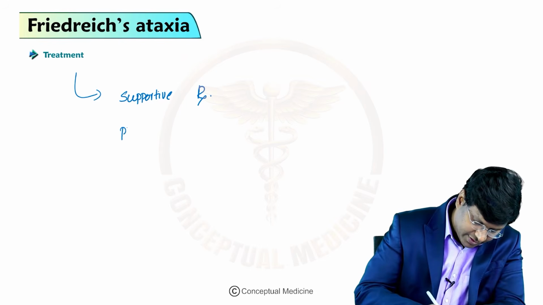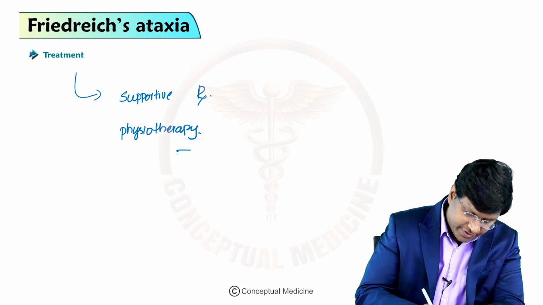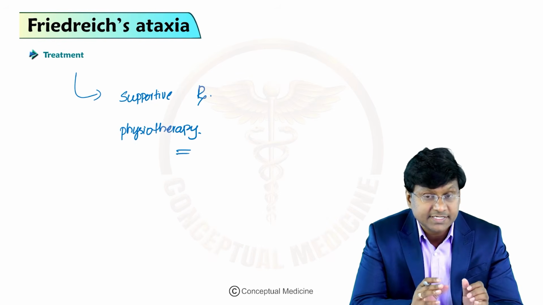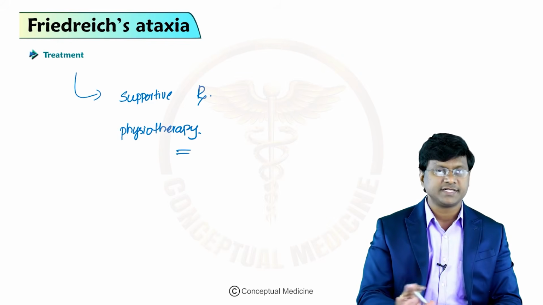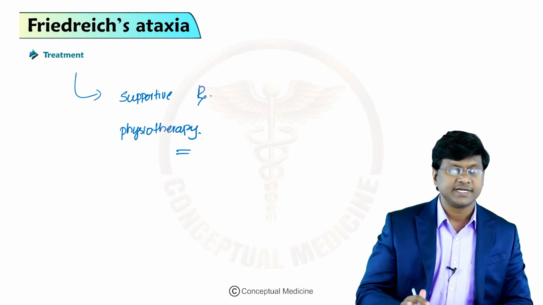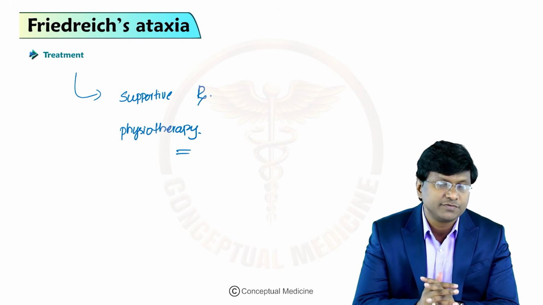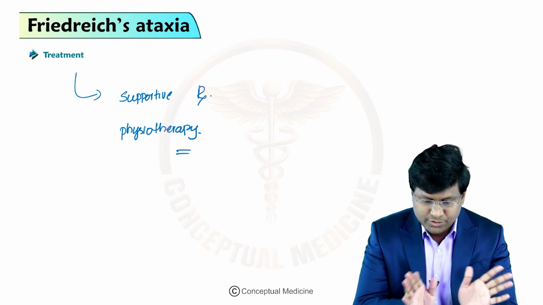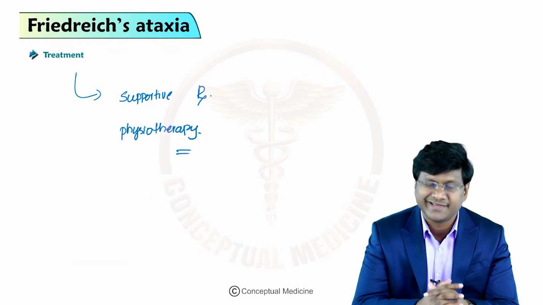Another important thing is, in order to improve the muscle strength, physiotherapy has to be done. So these are the treatment options in patients with Friedreich's ataxia. Friedreich's ataxia is a form of spinocerebellar ataxia. It is mainly due to mutation of the frataxin gene, which is present on chromosome 9. So with this, I'll wind up this very important session, that is Friedreich's ataxia. Thank you very much.